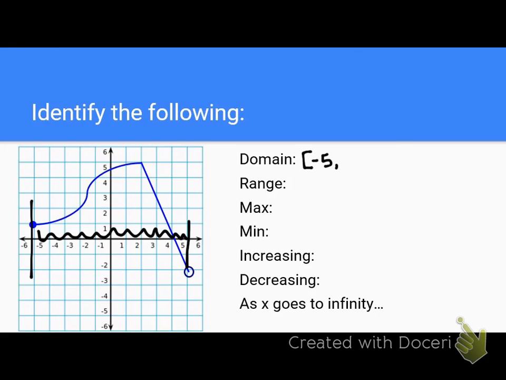So my domain goes from -5 to 5, and the open circle means that I don't include it, so just like with infinity, which we can never touch, here on this graph we can never touch the 5, so we use an open parenthesis there. Okay, now for the range, I'm looking at my y value.